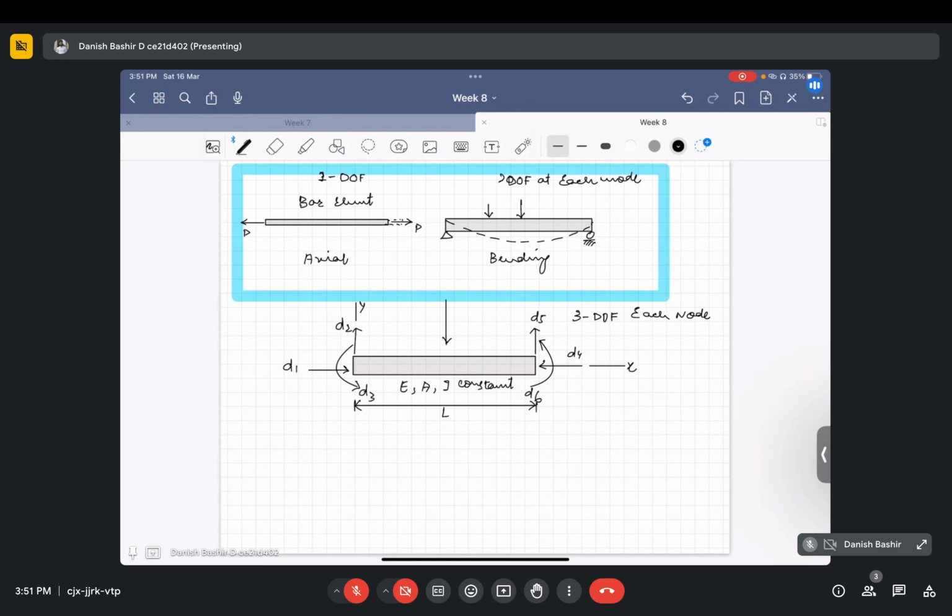So this represents the nodal degrees of freedom. It has a total of 6 degrees of freedom, and at each node it has 3 degrees of freedom. This is node x1, this is node x2. So for example, if we see the same element, what will be the external forces that will be applied.